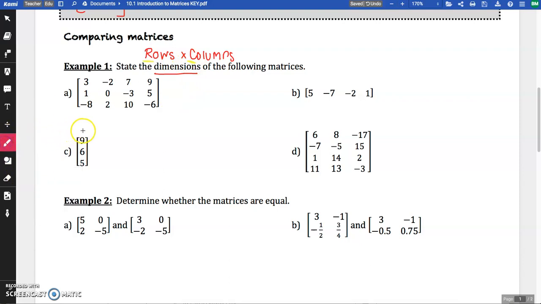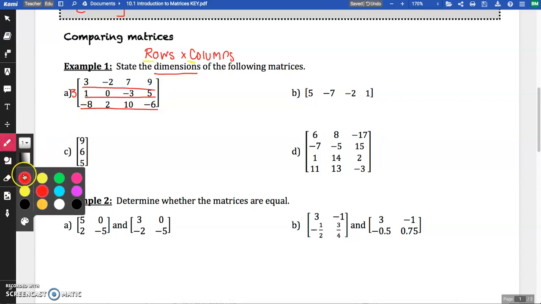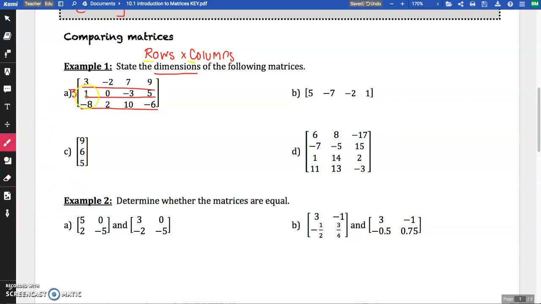So rows, again, those are horizontal lines of the matrix. So when I count the rows here, I'm looking at how many horizontal lines I see. So I see 1 horizontal line, 2, and then 3. I'm going to write that on the side here. When I look at the columns, I'm looking at how many vertical lines of entries I see. So here's 1, 2, 3, 4. Okay, so when I put that together, that makes this a 3 by 4 matrix.